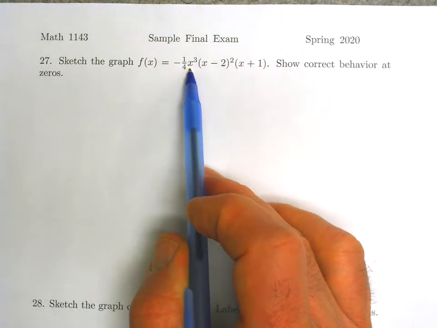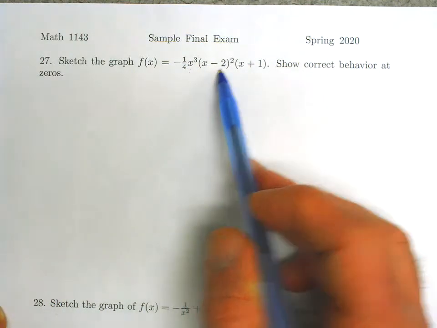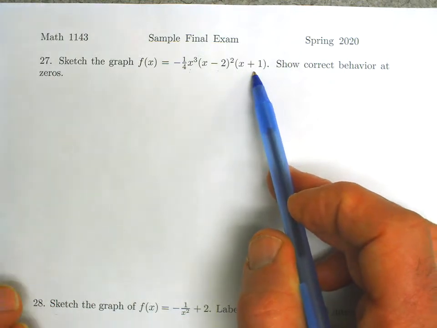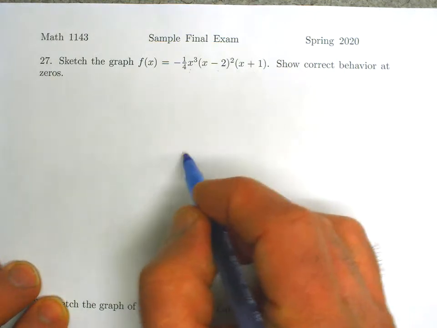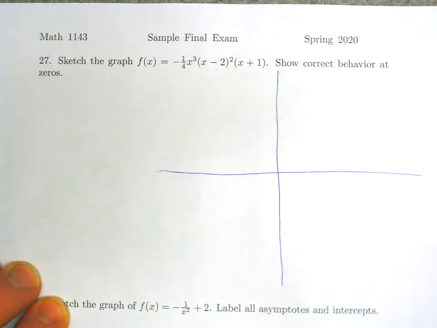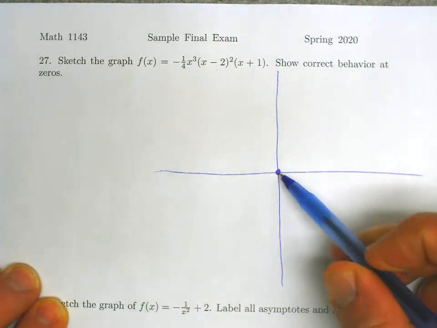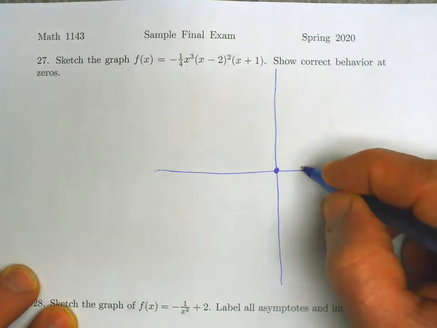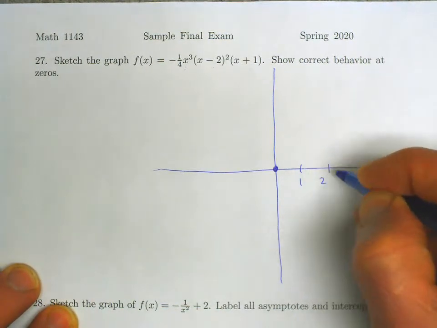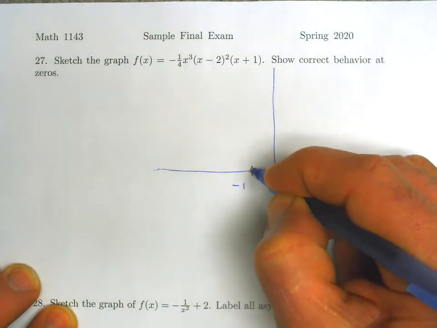One of the zeros is 0 itself. When x is 0, x to the third is 0. Another zero is positive 2 for x. And the third one is negative 1. So we'll draw two axes, and we'll label the x-intercepts. 0, 0 is an x-intercept, and it's also the y-intercept. When x is positive 2, we have another x-intercept. And when x is negative 1, we have a third intercept.